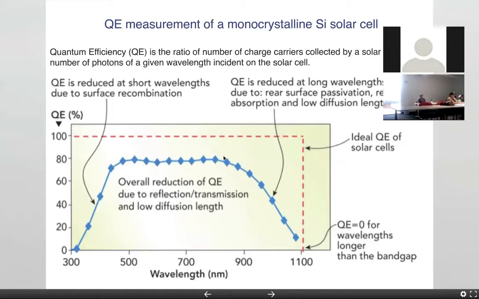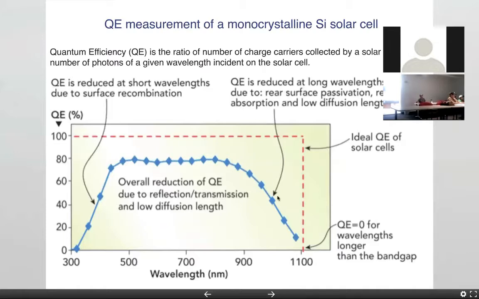Here it's flat, but it's lower than the ideal 100% because you lose some energy because of reflection and transmission. In other words, because of Fresnel reflections, some light is lost at the top of the solar cell. Some light passes through the solar cell, so there are transmission losses, and there's some recombination that happens because of what's called the low diffusion length. You talked a little bit about it in the basics of solar cells, but the idea is that some of the charge carriers do not make it to the terminals of the solar cell, and they basically recombine and get lost. So that accounts for this loss.